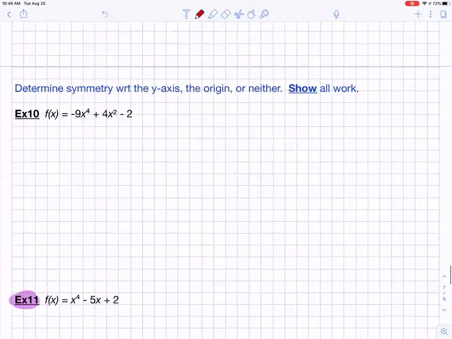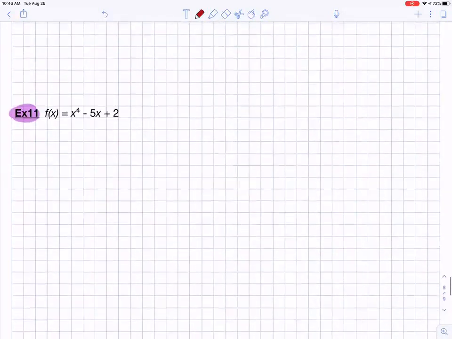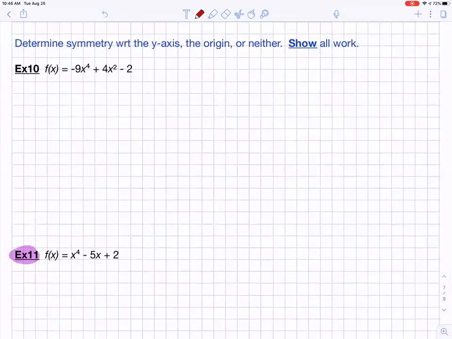Let's see. I've got number 11. Let's do number 11. 4 minutes. Oh, I don't know. Why? Because I've already done the other two? I don't know how it looks. Bad reason. Let's find out.